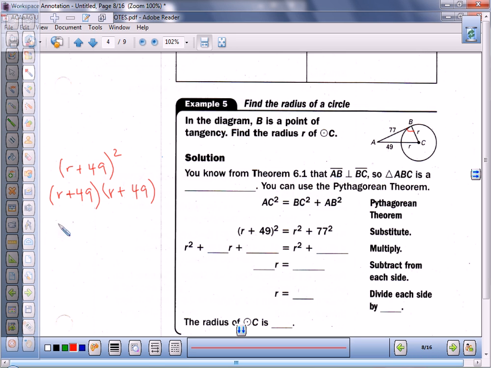So when we distribute through here, we're going to get an r squared, a plus 49r, and another plus 49r. So we did first terms, outside terms, inside terms, and we do last terms. 49 times 49 is 2,401. So this gives me r squared plus 98r plus 2,401 is equal to 77 squared, which is 5,929. So if we look at this, the r squareds are going to cancel when I subtract those.